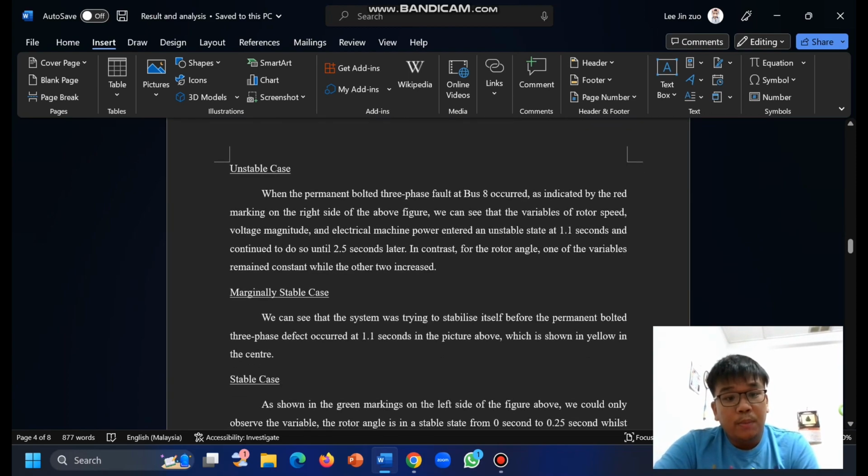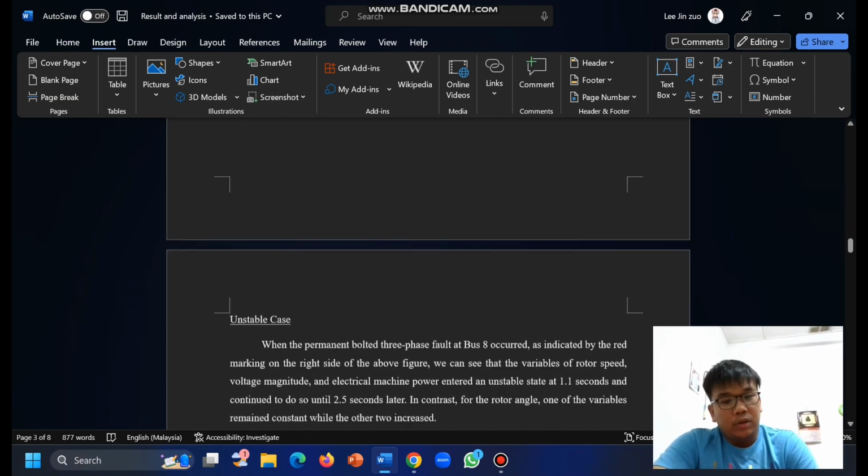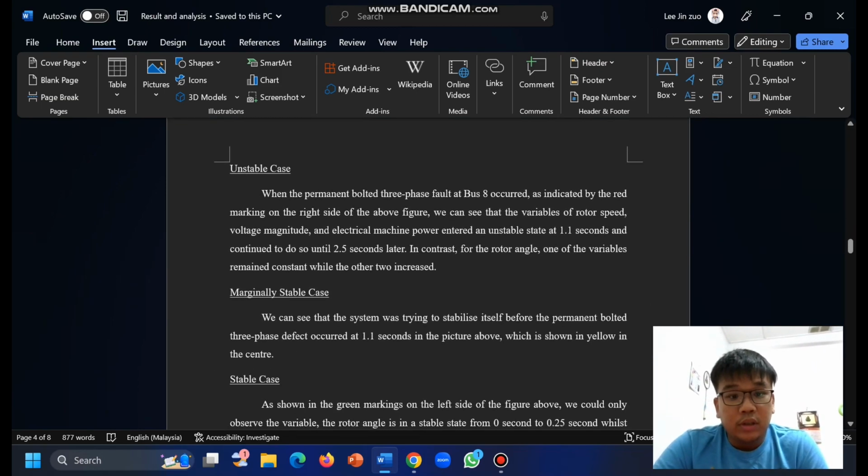The marginally stable case is indicated as the yellow color, which is at the center of the graph. The system was trying to stabilize itself before the permanent 3-phase fault was detected, and the fault occurred at 1.1 seconds in the graph above and shown in the yellow color.